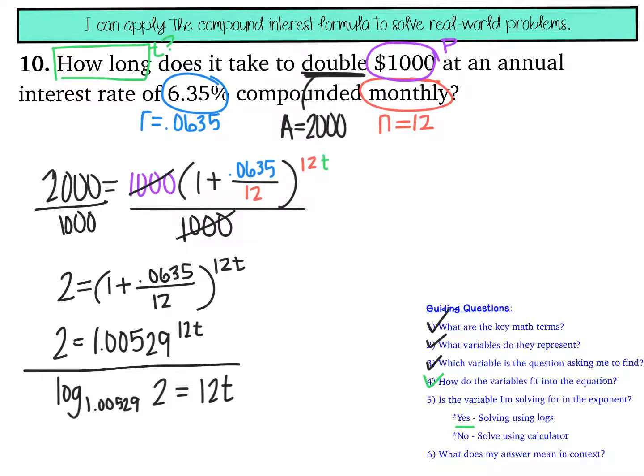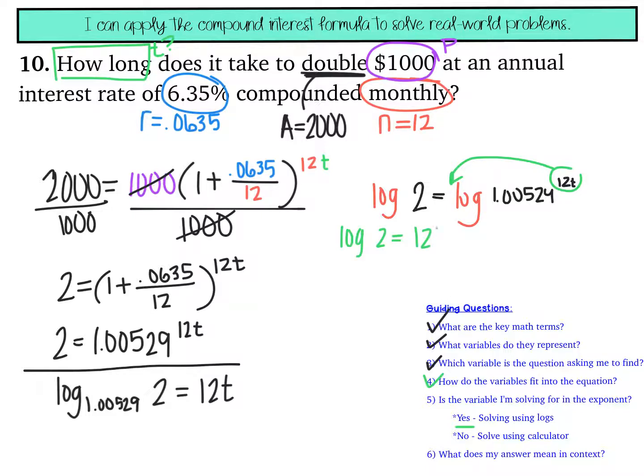So I can continue solving this way, or I could set it up over here. I could take the log of both sides. So I could take the log of 2 equals the log of 1.00529 to the 12t. All right, and so to simplify, whenever I have the log, I'm going to use the power property, and I'm going to bring that out front. So I really would have the log of 2 equals 12t times the log of 1.00529. So that's just simply utilizing the power property.